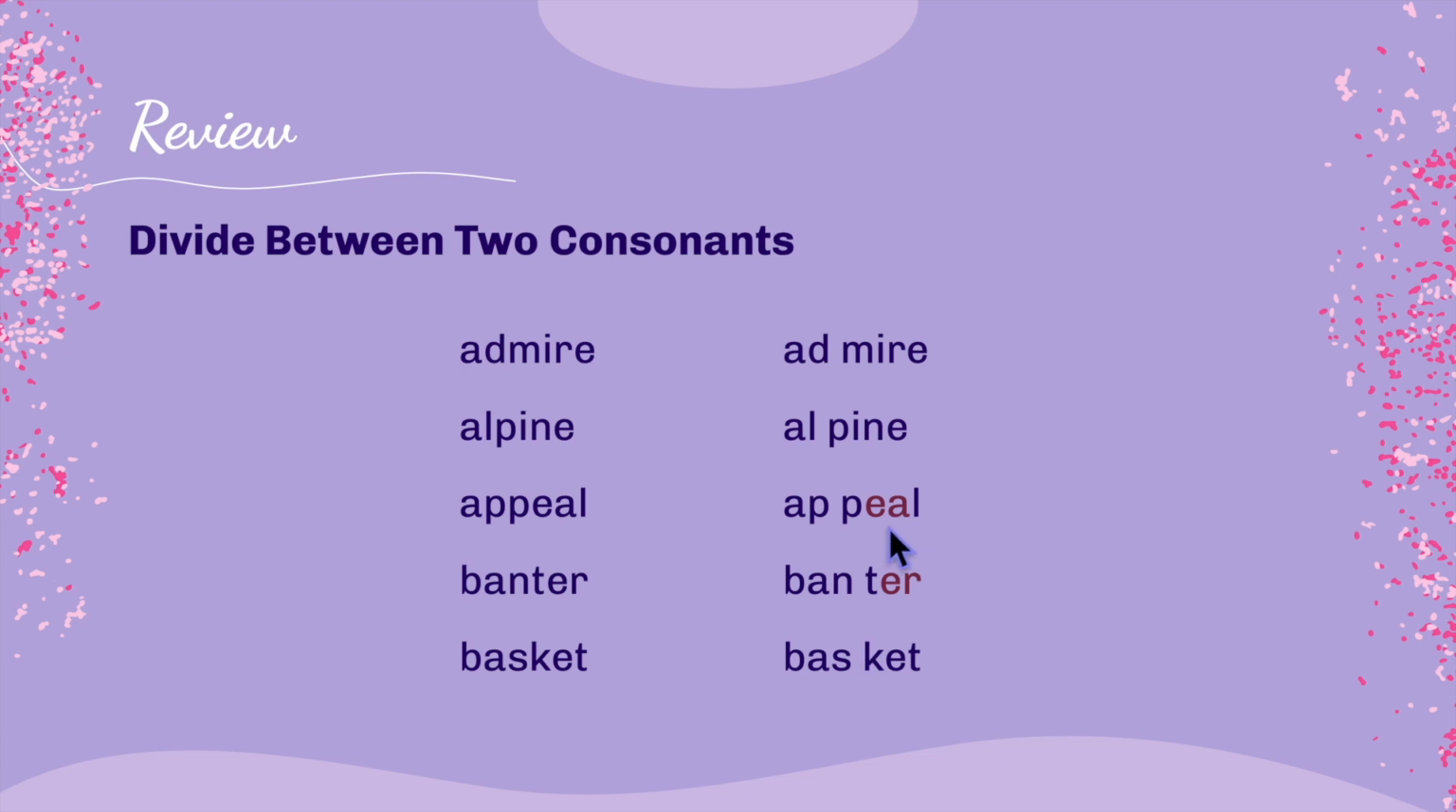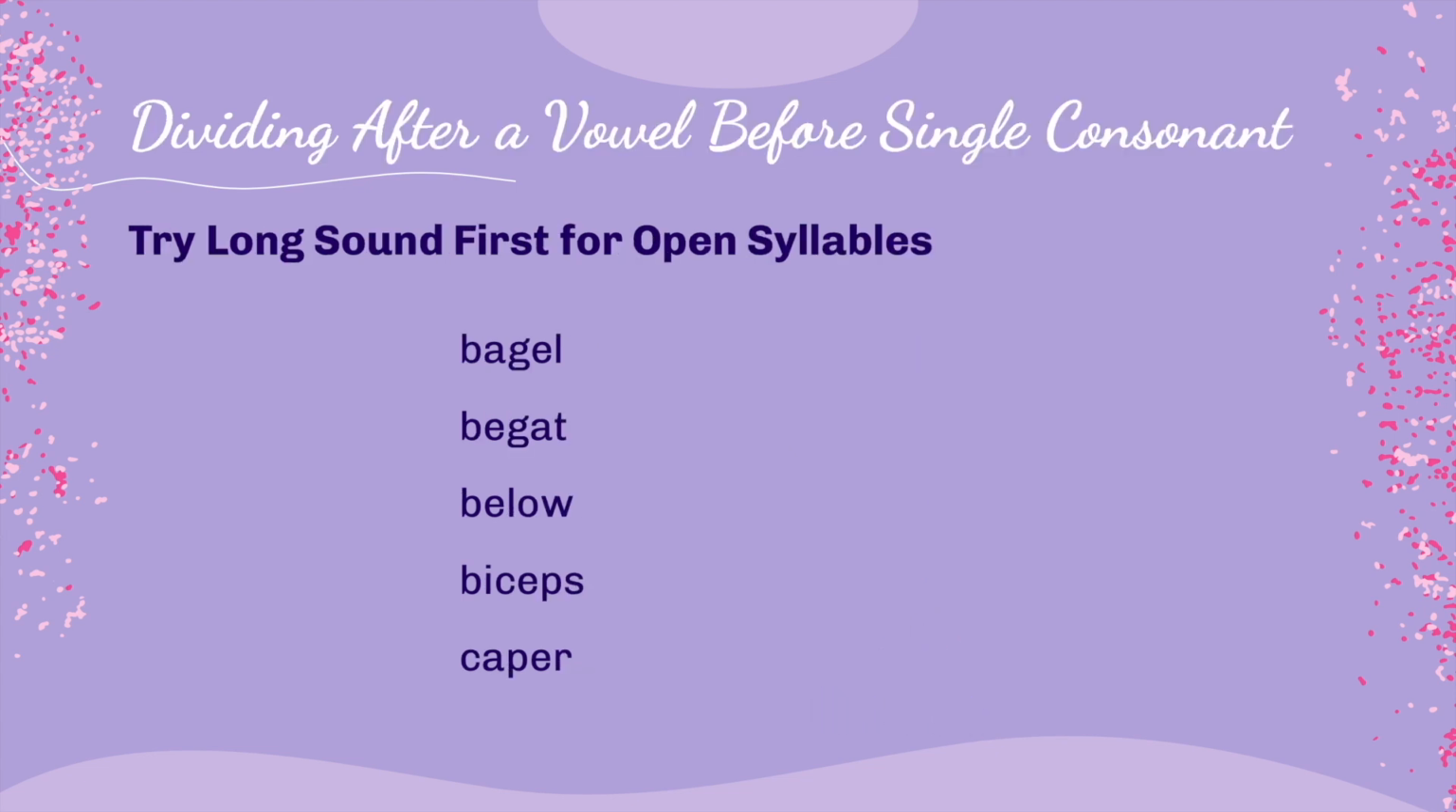EA usually says E, and ER says er. These syllables are all closed because they start with a vowel or have a vowel in the middle. So we will try the vowel's short sound. Admire, alpine, appeal, banter, basket. Our new rule is to divide after a vowel before a single consonant.